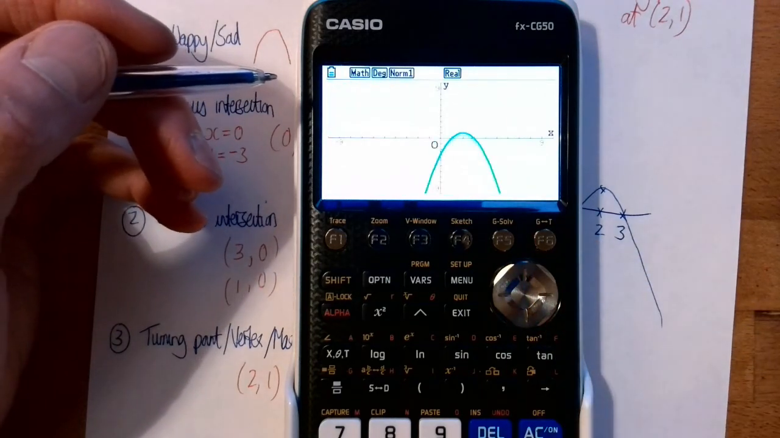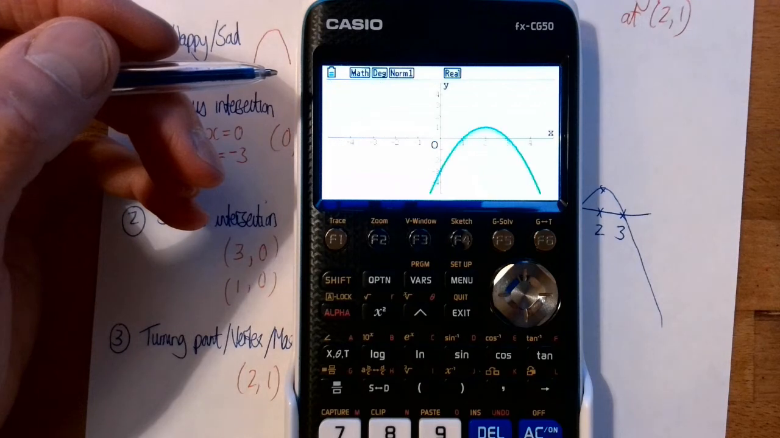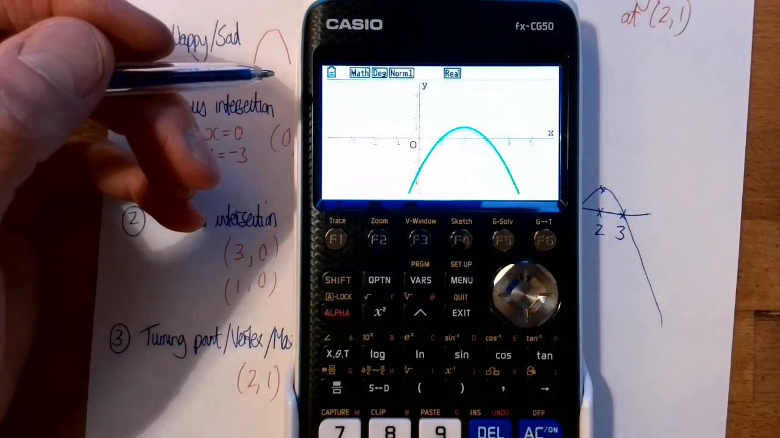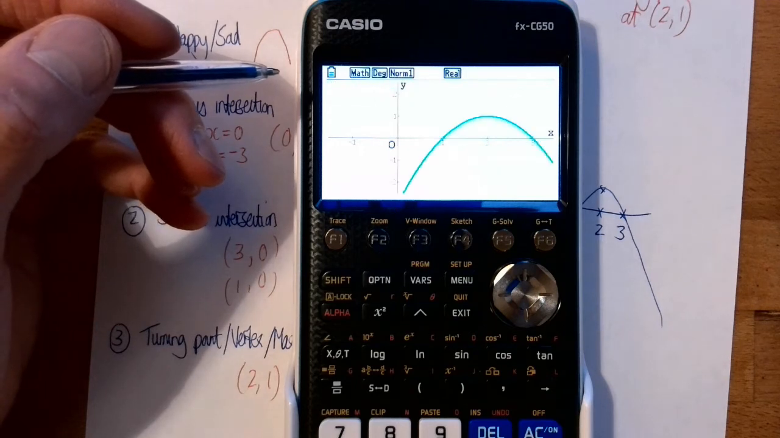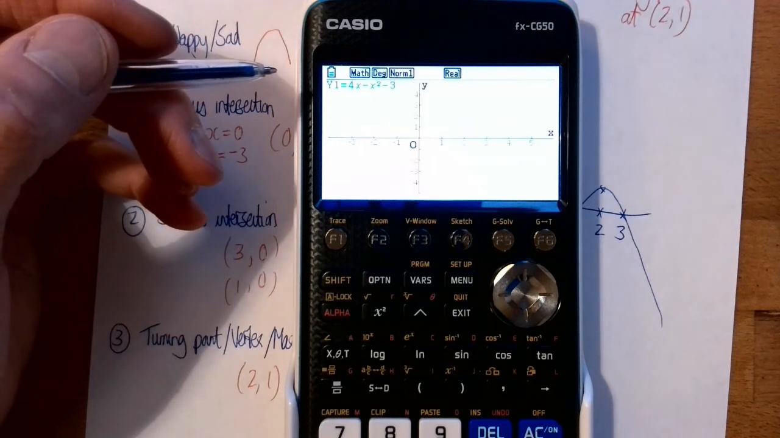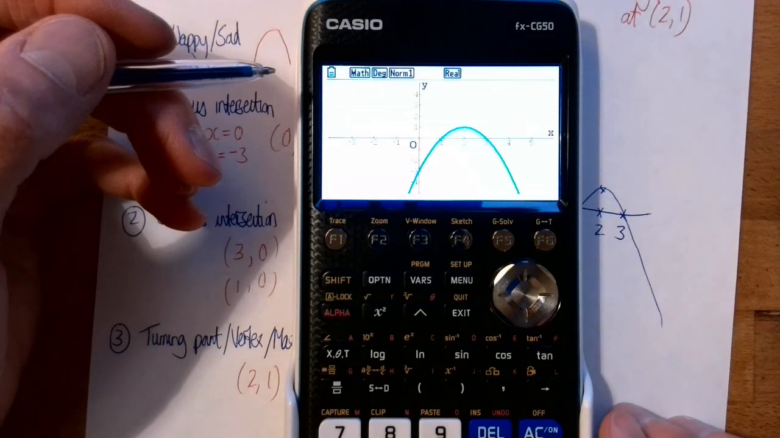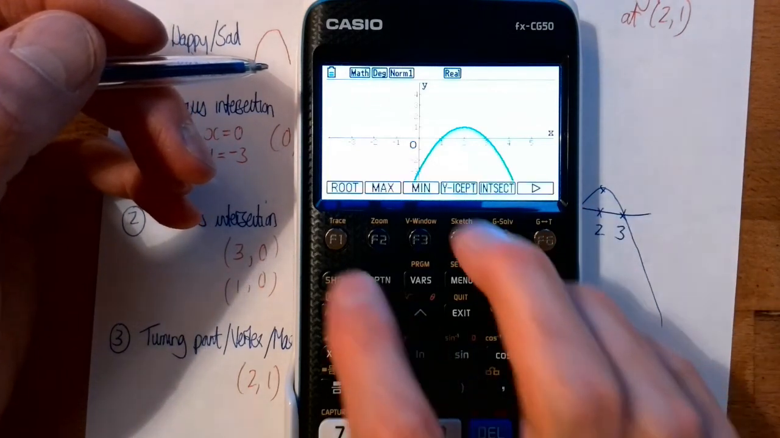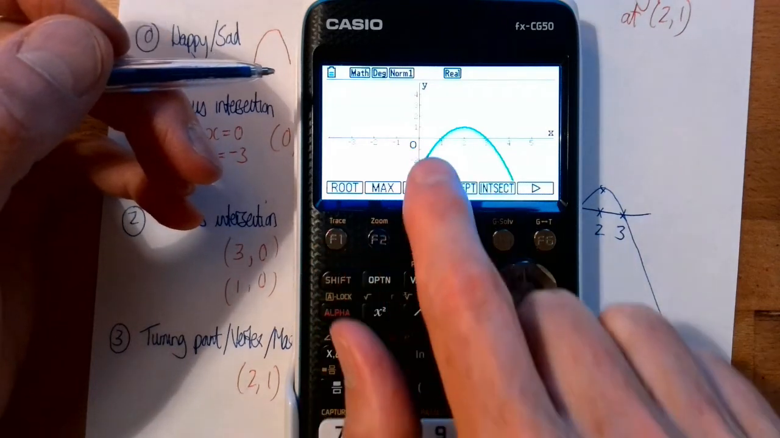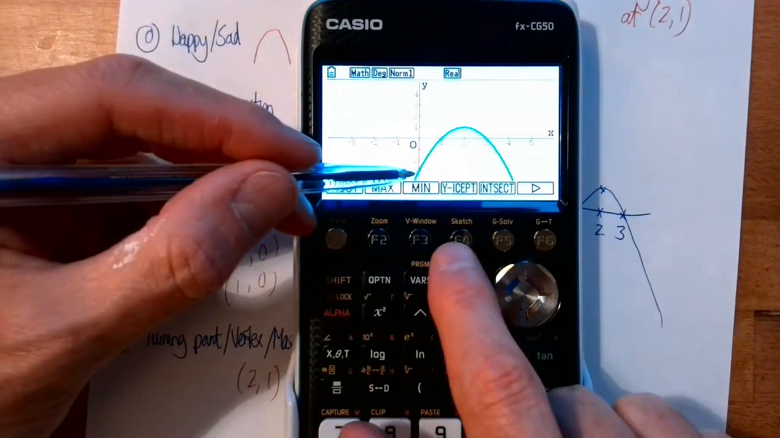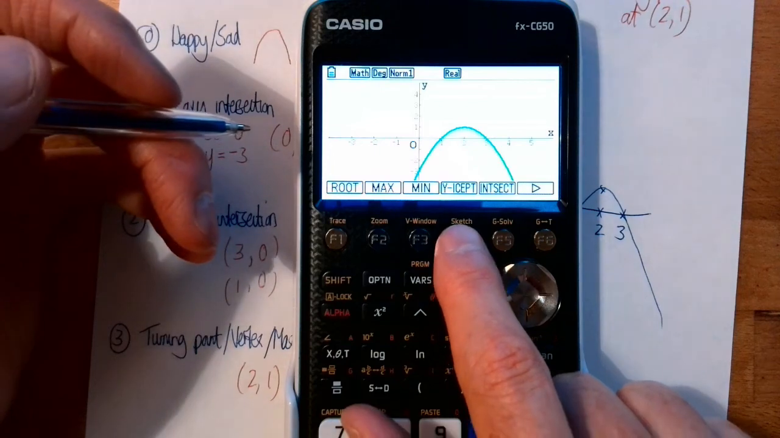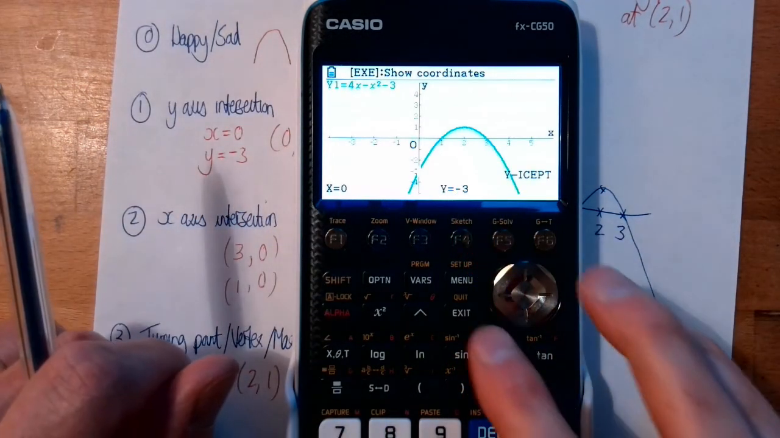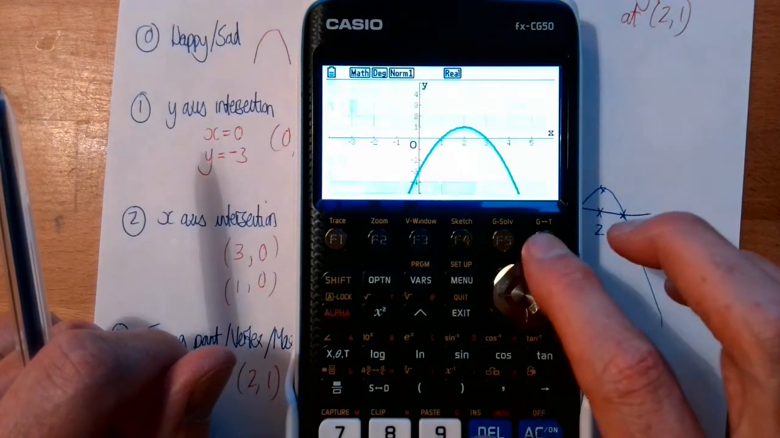But you've then got the option of the plus and the cursor to zoom in. And I've zoomed in a bit too far, so I'm going to use the minus there. And then my favourite button of all on the calculator, G-solve. It tells me the roots, and that's where it crosses the, well, let's do it in order, shall we? The y-intercept first, so that's that one. 0, minus 3.